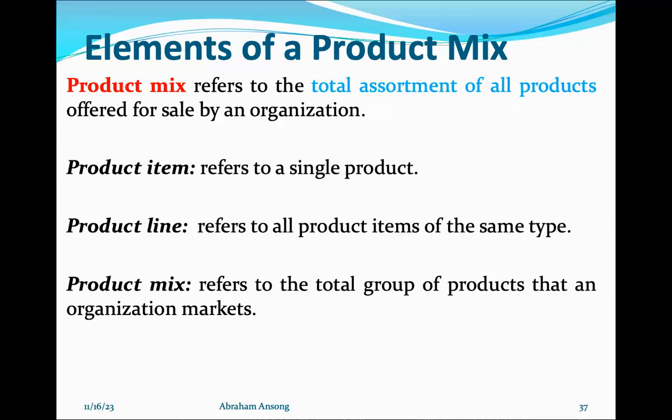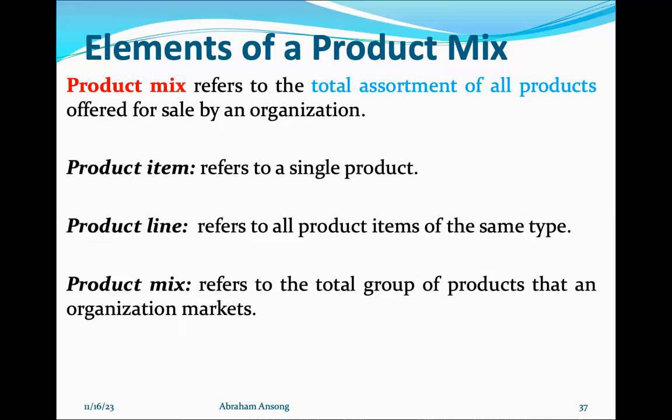Right, let's look at the elements of product mix, still under products. So product mix refers to the total assortment of all products offered for sale by an organization. All right, so the last point is also the same. Product mix refers to the total group of products that an organization markets. All right, but we also have terms like product item. So that refers to a single product that an organization sells. Then we have product line, refers to all product items of the same type.